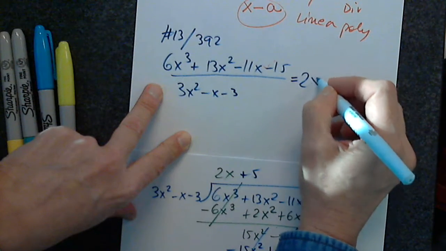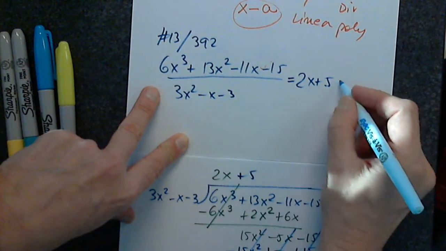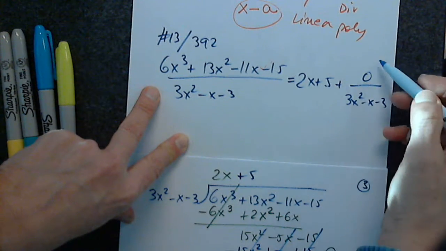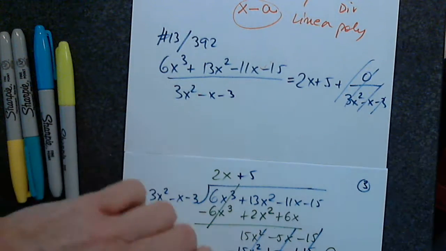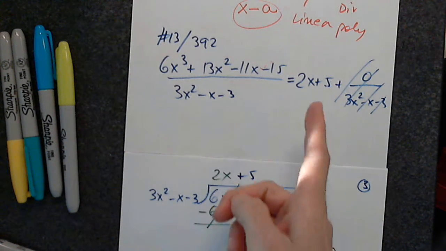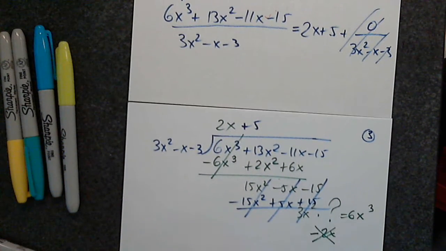How do I write the answer? Quotient 2x plus 5. I should not write this. I just want to remind you how to write it. Plus 0 divided by 3x squared minus x minus 3. And there is no need for this. But if the division had a remainder, we would have put it at the top over the divisor. Quotient, remainder, and divisor.